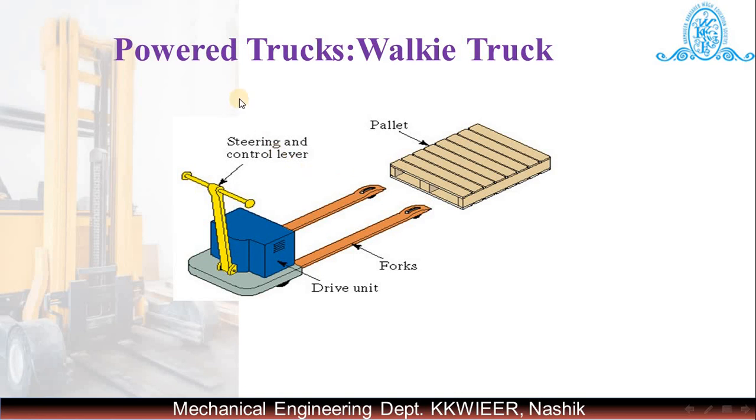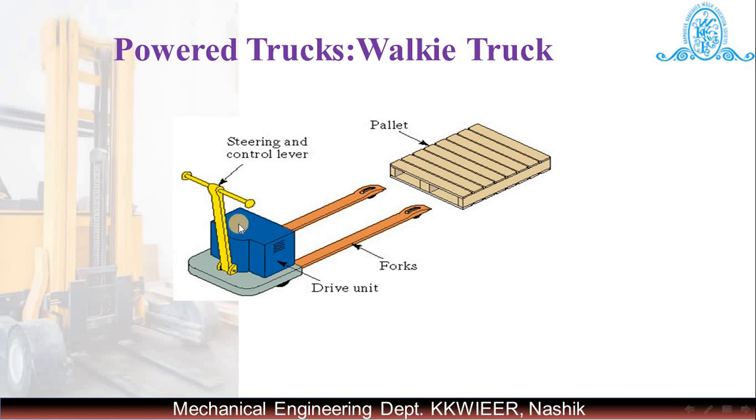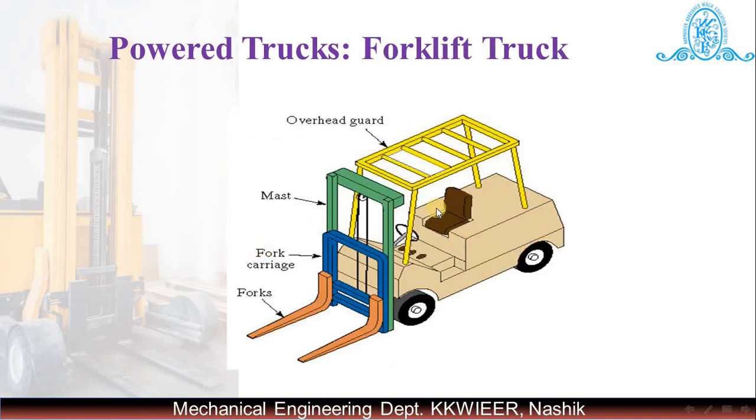Then we have power trucks, similar to what we have seen earlier. If it is powered, a driving unit is required, so only the automated type, or either we can say steering control type of system is to be provided over there. Only the blue section, if you observe over here, relates to the driving unit. So this driving unit will be the powered operation, so no need of a human being over there to transfer this load. Next we have the forklift truck.